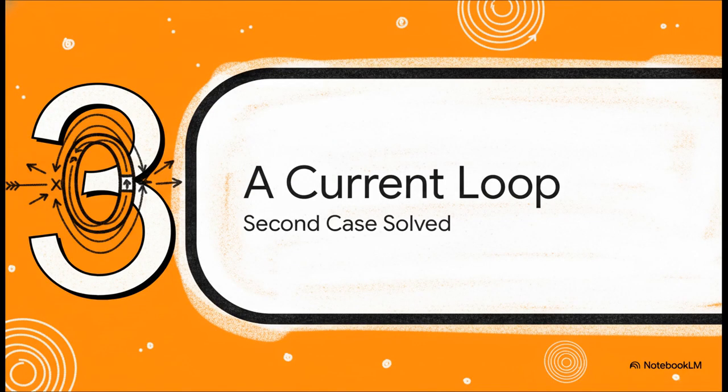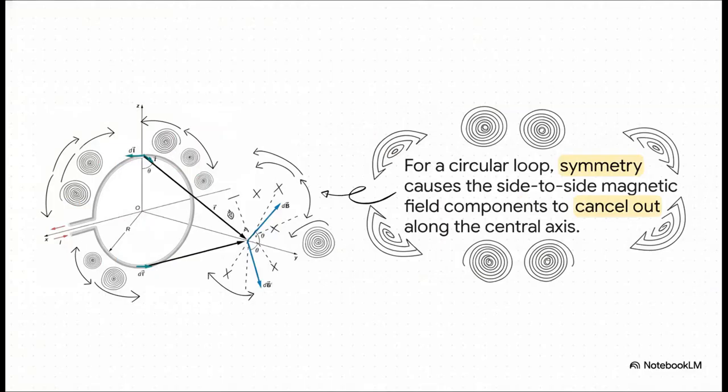All right, so a straight wire was pretty straightforward, right? But the beauty of the Biot-Savart law is that it should work for any shape. So let's up the ante a little bit. What happens if we take that wire and bend it into a loop? Okay, so now we have a circular loop of current, and we want to figure out the magnetic field right down the middle, along its central axis.